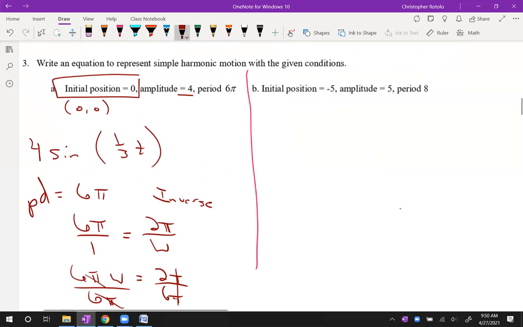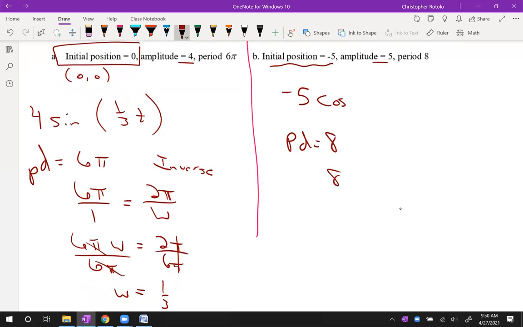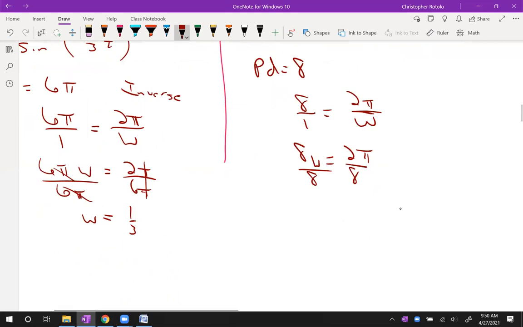Okay, so initial position, just to see these side by side, I think is nice. Cosine. We're going to start off with the amplitude of 5, but notice it's starting at -5, so I do want to change that sign there. And now the period is 8. So we're going to work with exactly the same thing we just did. I get 8 over 1 equals 2 pi over omega. If I had fancy handwriting, I'd make that look curly like a W, but really I'm solving for omega in this problem. So 8 omega equals 2 pi. We're going to divide by 8, so omega turns out to be pi over 4.